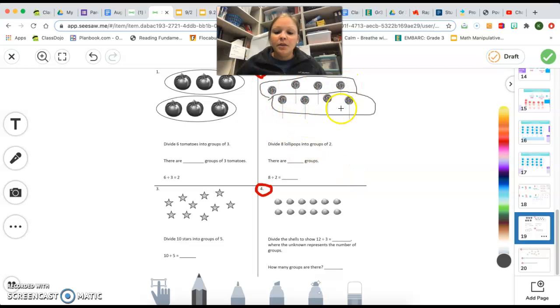So I divided them into 2 groups, and let me make sure they're equal groups. 1, 2, 3, 4, 1, 2, 3, 4. Both groups have 4 in them. So we made 2 groups, so there are 2 groups. And the 8 divided into 2 groups gives me 4 in each group.